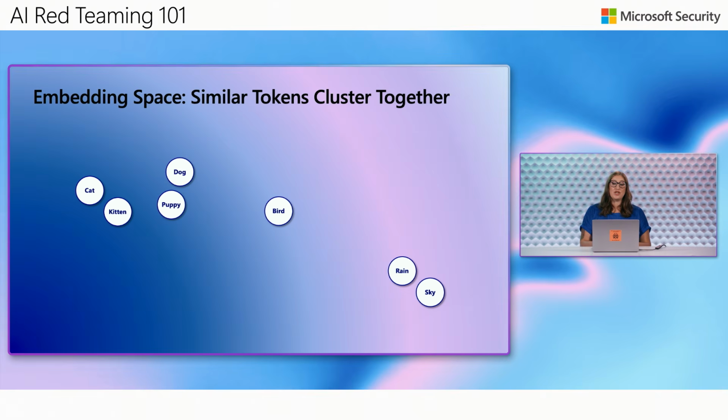Each token then gets turned into a vector, which is a list of numbers that capture its meaning and how it relates to other tokens. These embeddings place similar concepts close together in the vector space. For example, here we see that cat and kitten are close together, and they're closer to puppy and dog than they are to bird, which is partway in between rain and sky. And so this is a 2-dimensional space. Our embeddings are very high-dimensional, but the relationship between these vectors is how concepts get mapped.